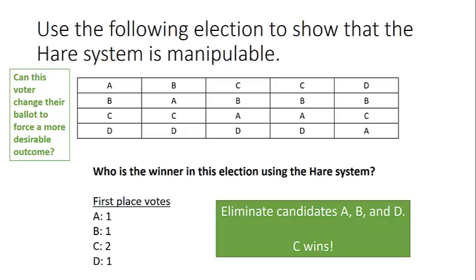Okay, but can this voter here change their ballot to force a more desirable outcome? So this voter that we see here, C is just their third choice, right? They really would not want C to be the ultimate winner. They would much prefer A or B. So we're going to see if this voter can change their preference list around to force a more desirable outcome, so to force either candidates A or B to win.